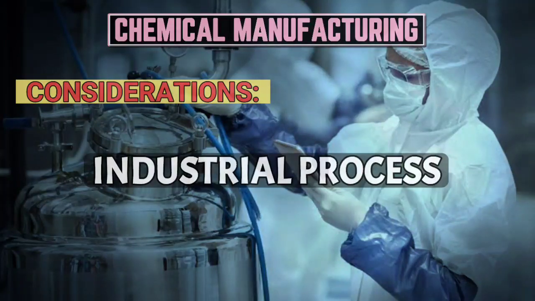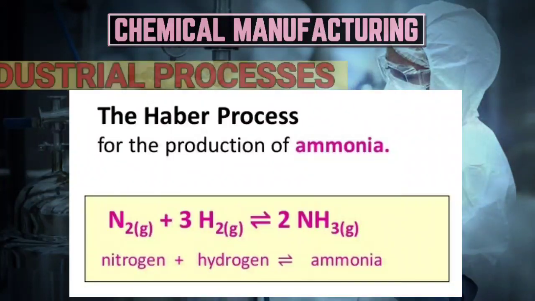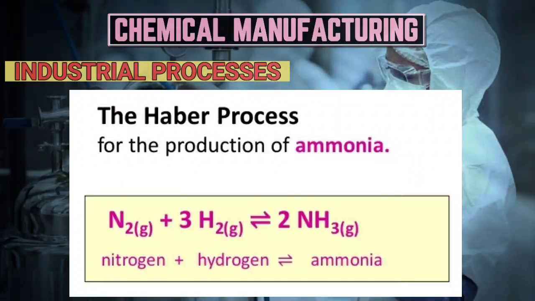All right, and the things we need to consider are temperature, pressure, the removal of products as soon as they are formed, and the use of catalyst. Now we will take a look at the Haber process. That's for the production of ammonia.